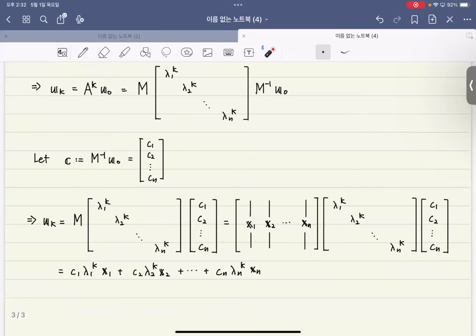Expanding this, it is simply C1 times lambda 1 to the k x1, plus C2 times lambda 2 to the k x2, up to Cn times lambda n to the k times xn. So that's it. This is the solution of the system of difference equations. I believe this is the closed formula for UK, and by doing so, I solve the difference equation.